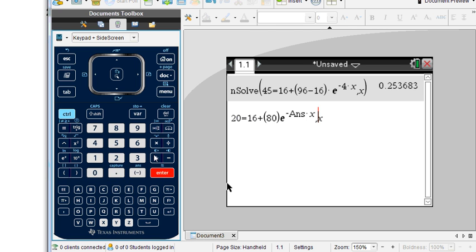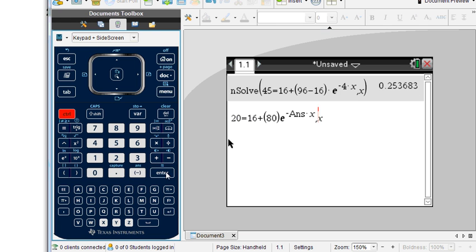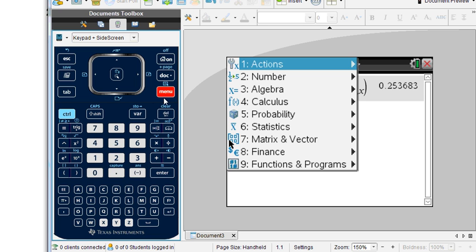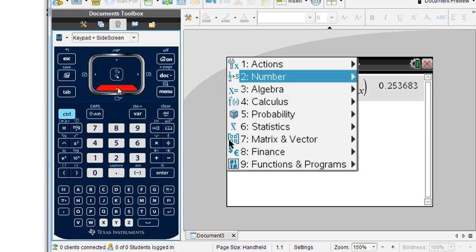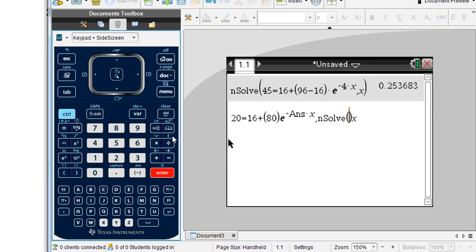Let's go ahead and work that out. Syntax error. What is happening here? I'm going to go ahead and try that again. Okay, Control, Escape, come back. Okay, algebra, numerical solve. Let me back up here. Maybe it doesn't like my ANS.